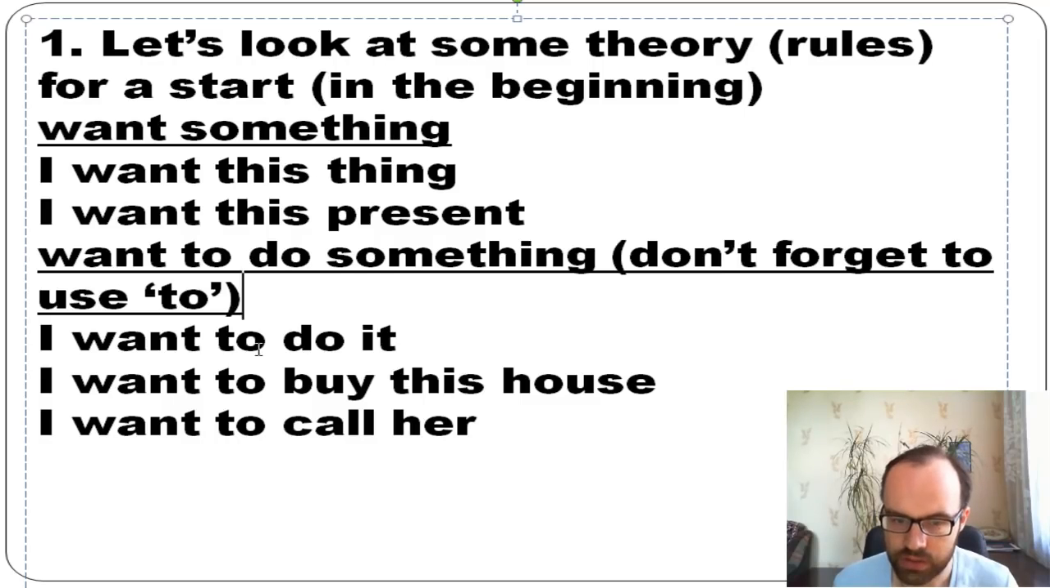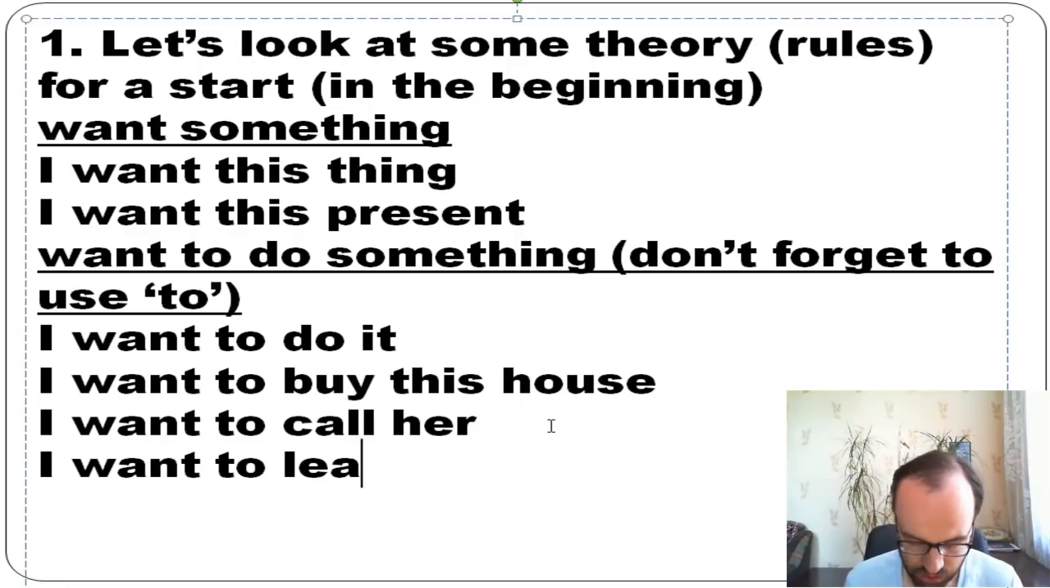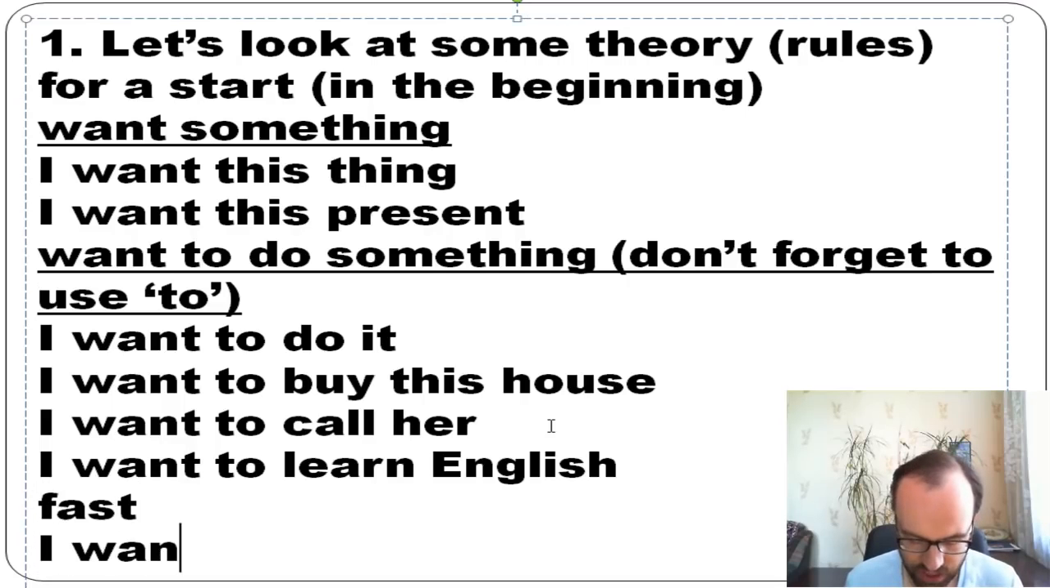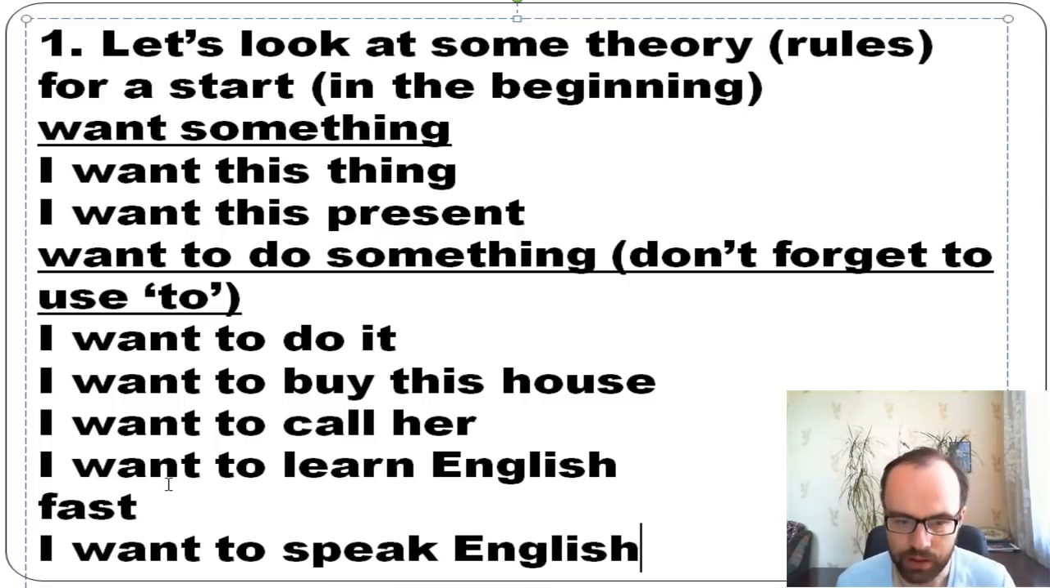So there are two verbs, and you need to put to between these two verbs. So please use to after want. For example, I want to do it. I want to buy this house. I want to call her. I want to learn English. I want to learn English, for example, fast. Or you can say, I want to speak English. I want to speak English very well.